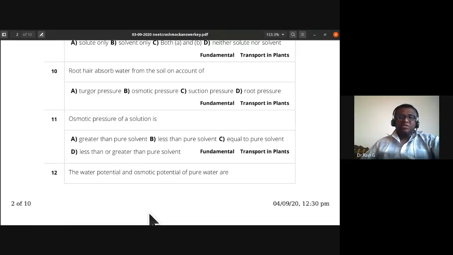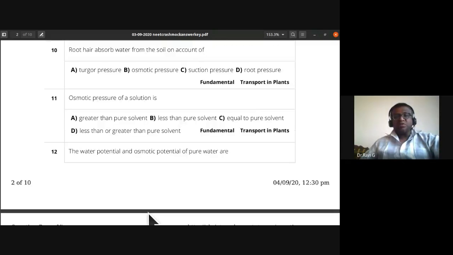Osmotic pressure of a solution is greater than pure solvent, less than pure solvent, equal to pure solvent, or less than or greater than pure solvent. So osmotic pressure of a solution is, so is it less or greater than pure solvent?